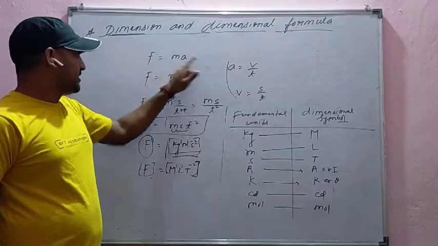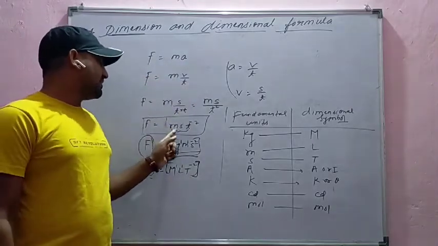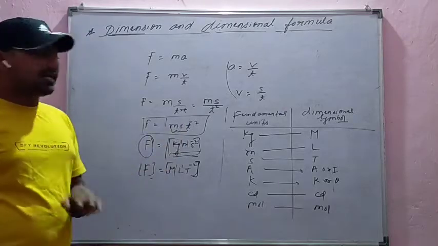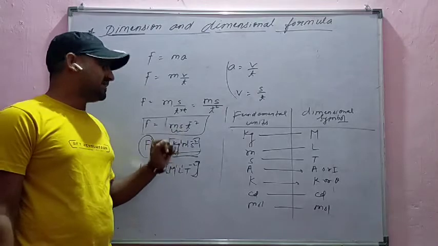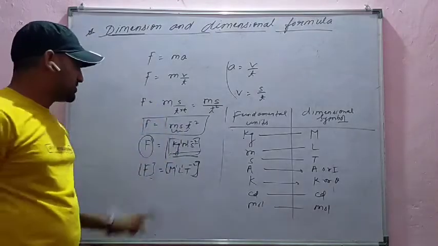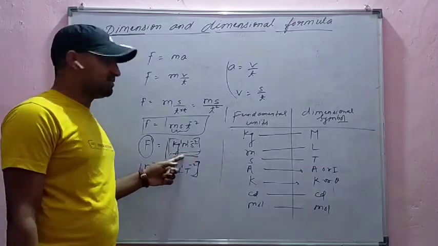F is equal to ma. We can write here F is equal to mv by t. After solving, we get MLT minus 2. Then we find that force has mass, length, and time. We write their units: kg, meter, and second. But this is the dimension.